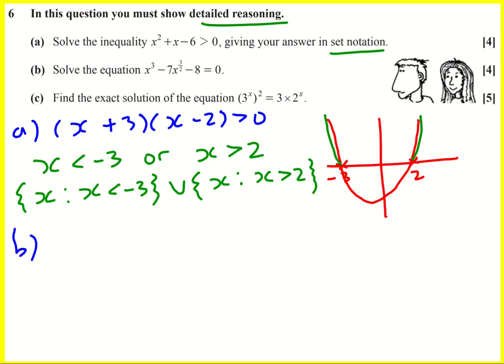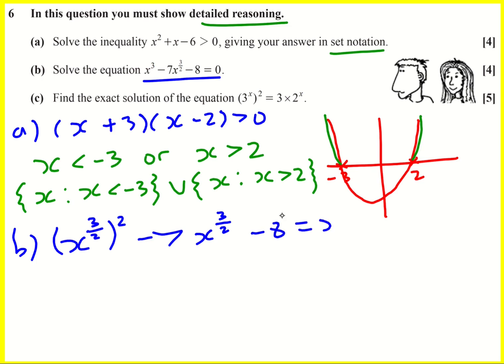Let's take a look at B. This equation does not look very nice until you realize that x cubed is actually x to the power of 3 over 2, squared. And then we can see that it's actually going to be a hidden quadratic. It's in the powers of x to the 3 over 2. So I'm going to do a substitution. Let t equal x to the 3 over 2. So t squared minus 7t minus 8 equals 0.